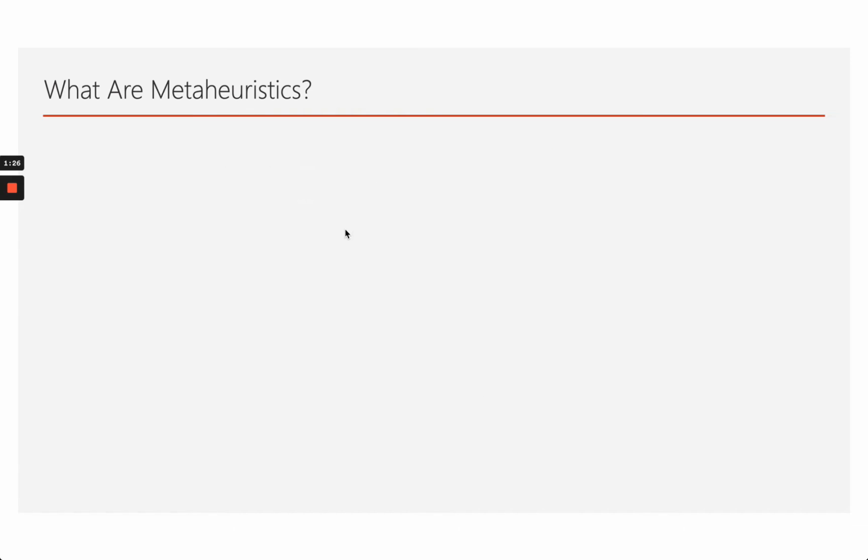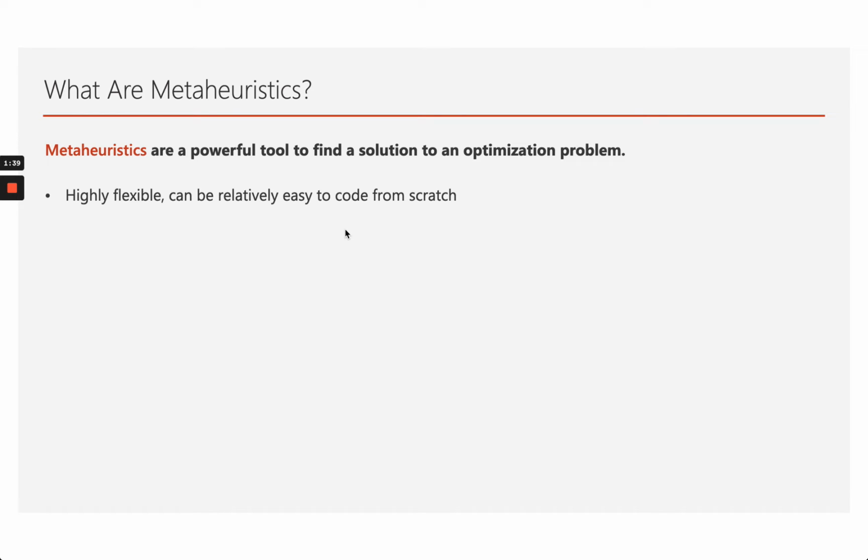And this is where heuristics and metaheuristics come in. So metaheuristics are a powerful tool to find a solution to an optimization problem. They're really flexible. Depending on how ambitious you are, they're relatively easy to code from scratch. We'll see that today. And these algorithms leverage controlled randomness, which we call stochastic programming.